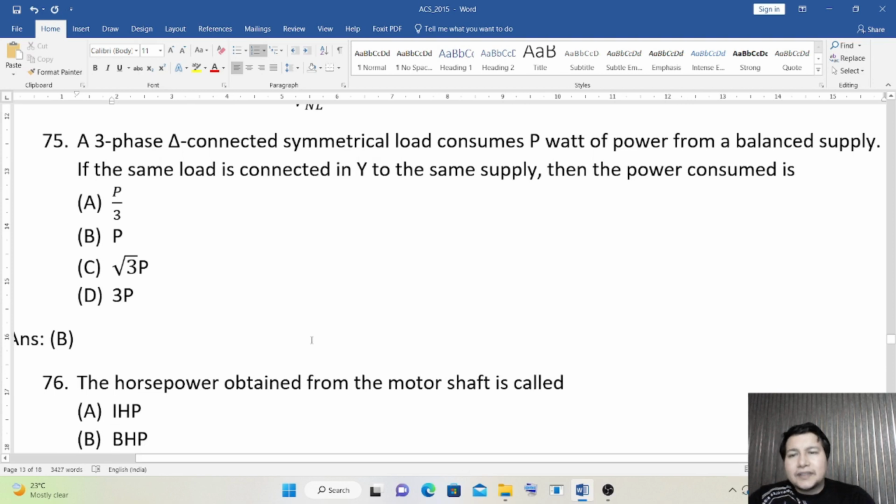A three-phase delta-connected symmetrical load consumes P watt of power from a balanced supply. If the same load is connected in Y to the same supply, then the power consumed is P by 3, P, root 3P, 3P. So, correct option will be B.